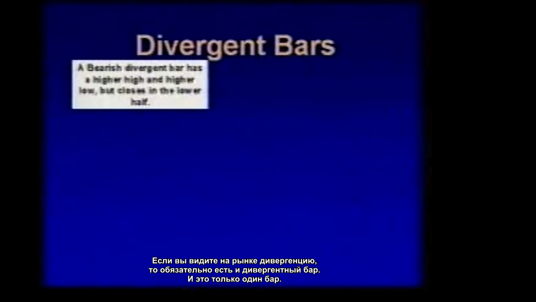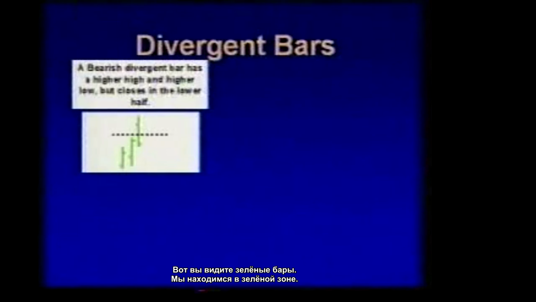This is only 1 bar. A bearish divergent bar would have a higher high and a higher low than the previous bar, but it closes in the lower half. Let's take a look at that. Here you can see on these green bars, we're in the green zone. We have a bar with a higher high on this middle bar here, but it does not close in the lower half. And here we have a higher low, we also have a higher high, and it closes in the bottom half.